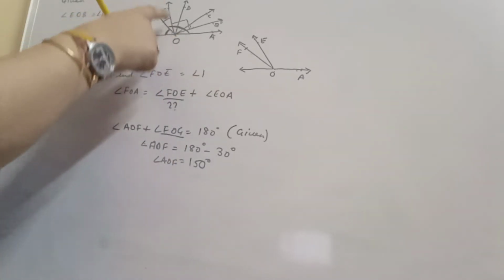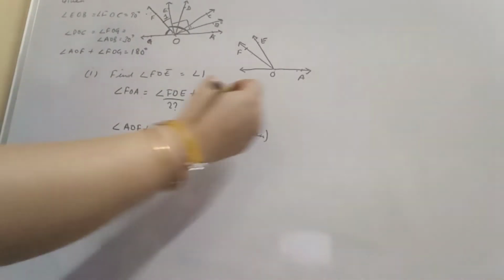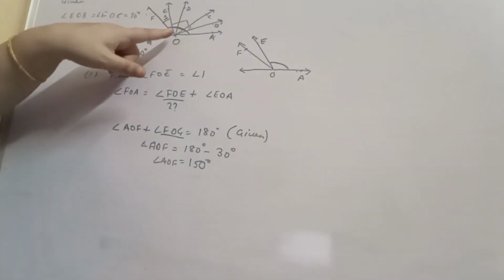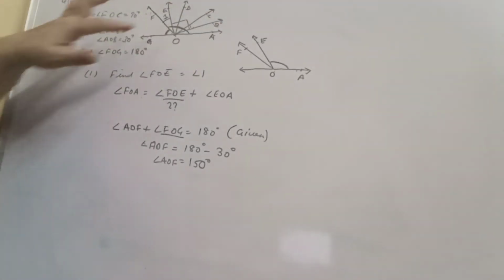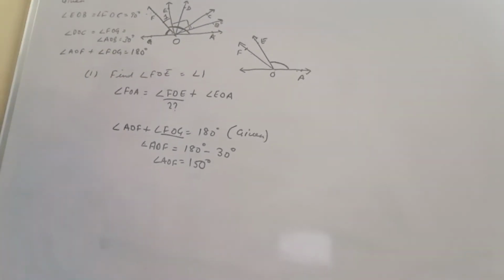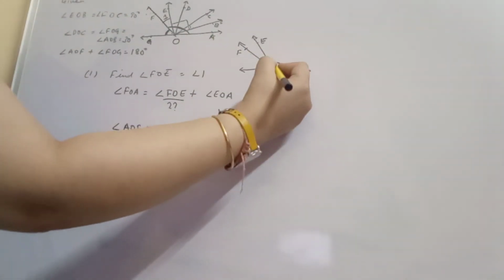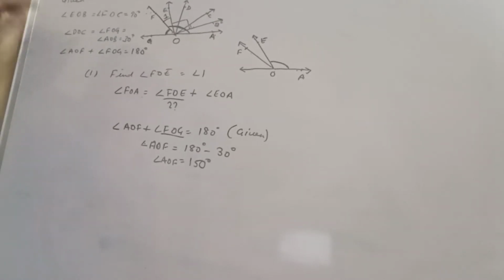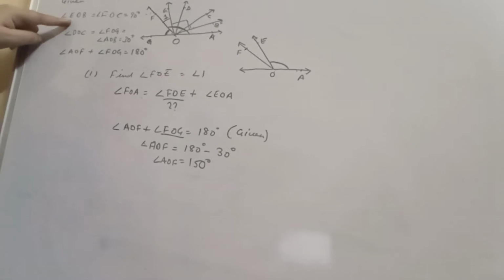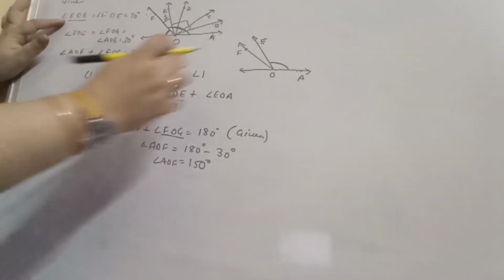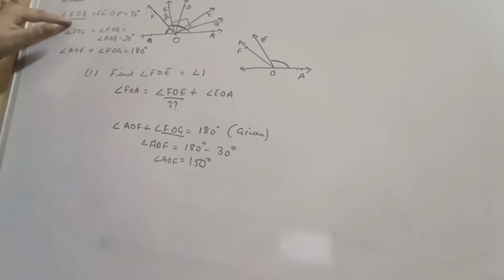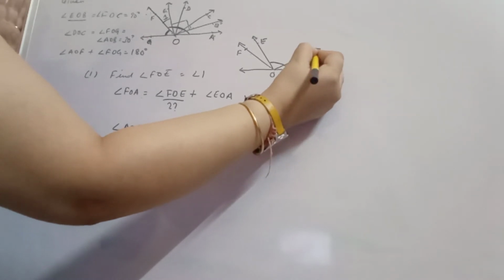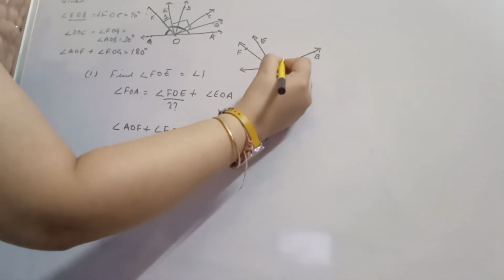Now I need EOA. Again, I would like to show it here. This is angle EOA. There are a number of rays between EO and OA: rays OD, OC, OB. But I will show you only that ray which we know or we can calculate. See here, starting with the EO ray, I have an angle EOB which is 90 degrees. So I draw EOB here. This angle is 90 degrees.